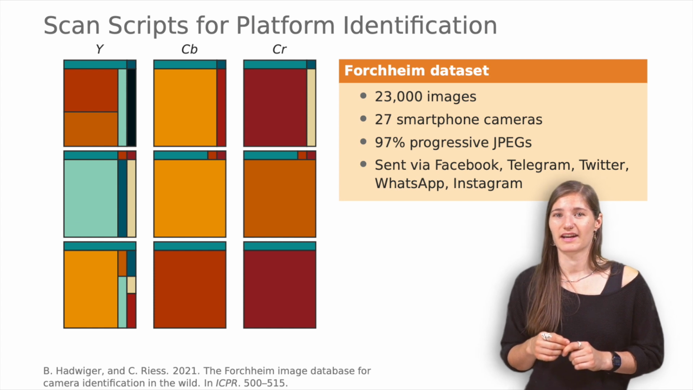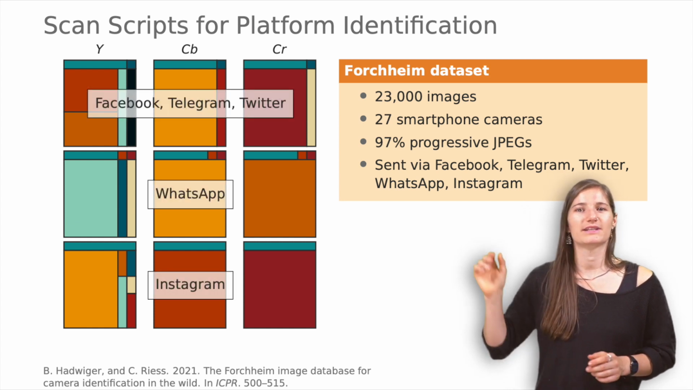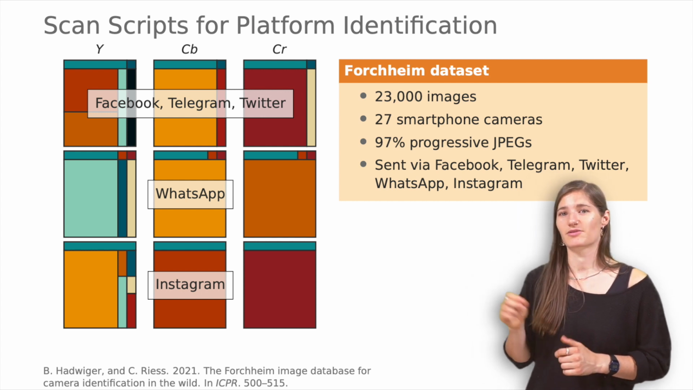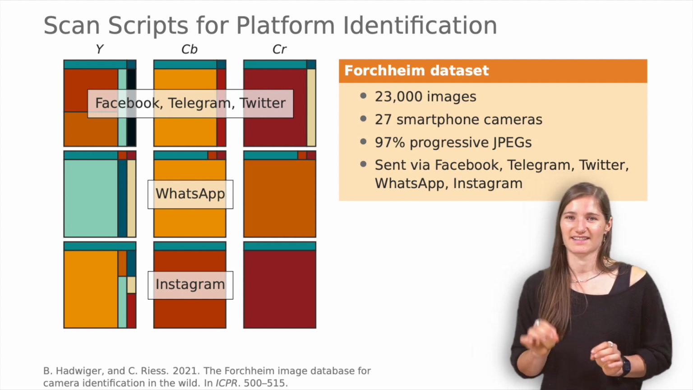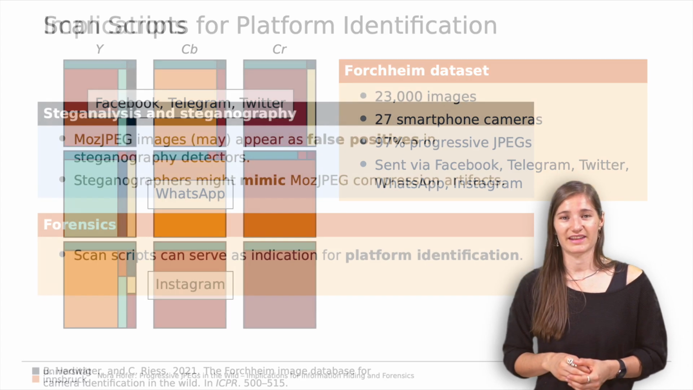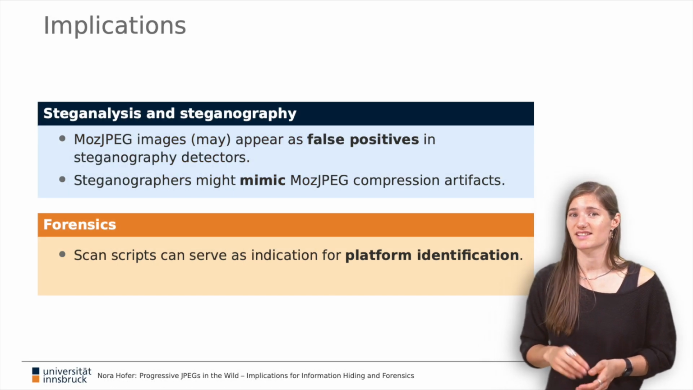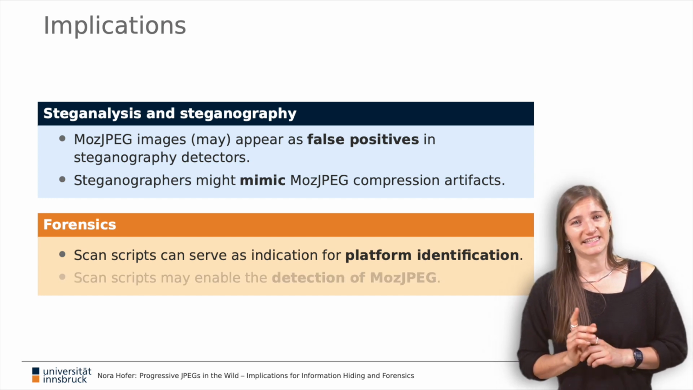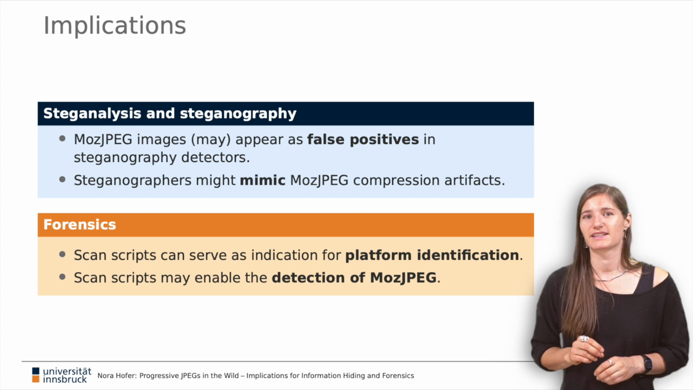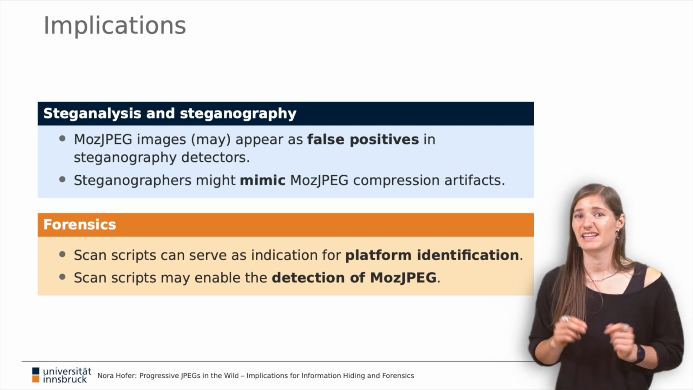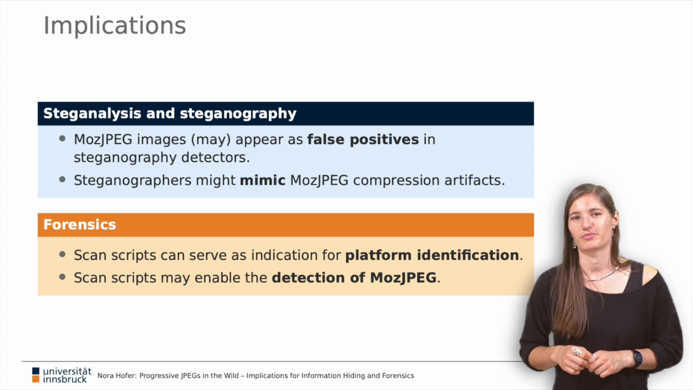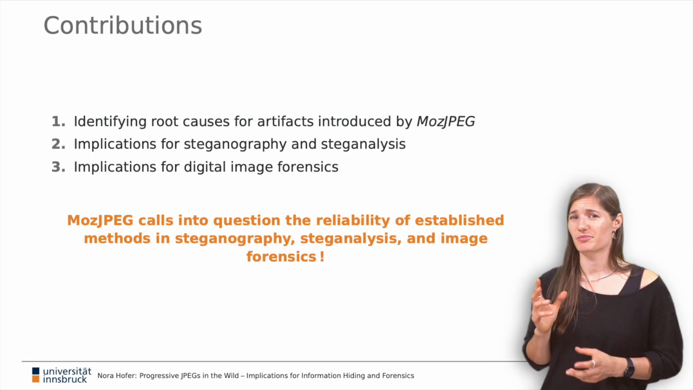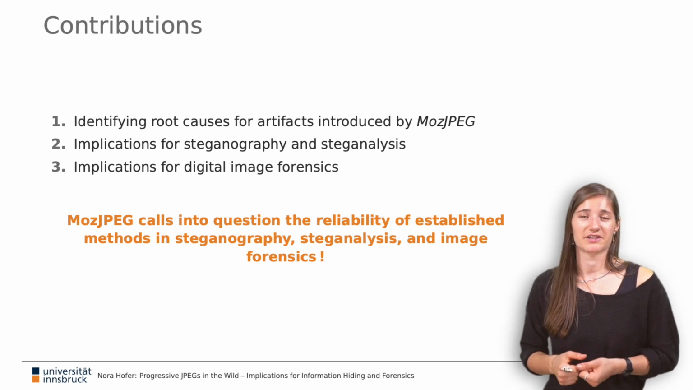All images originating from Facebook, Telegram, and Twitter use one default scan script. WhatsApp and Instagram, however, use specific distinct scan scripts for all images. That means we can potentially use the scan script as a trace for platform identification. Additionally, if we find a scan script that is optimal for the image content, it might indicate that MozJPEG was used for compression.